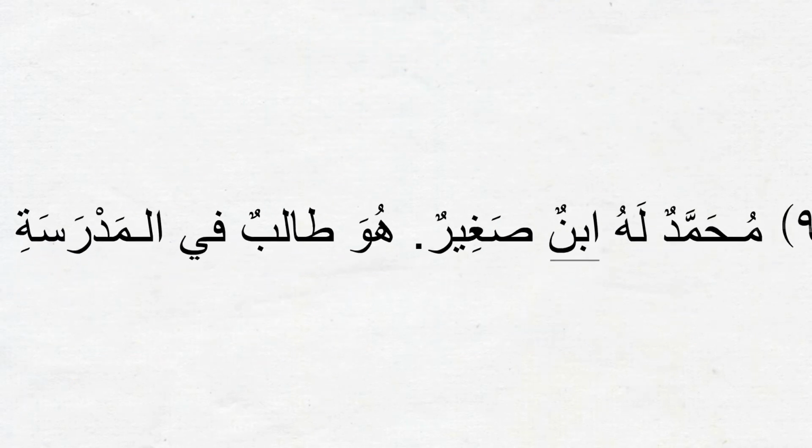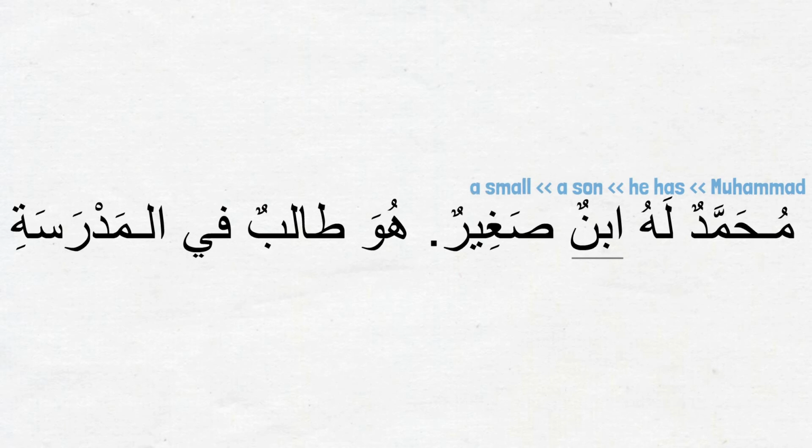Part 9. محمد له ابن صغير هو طالب في المدرسة. Muhammad, he has a small son. He's a student in school. Can you identify the mubtada and khabar of the first sentence?